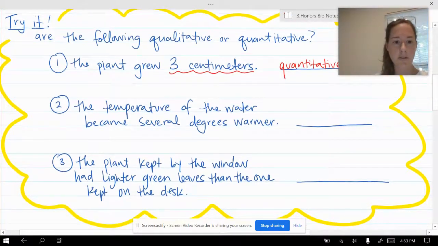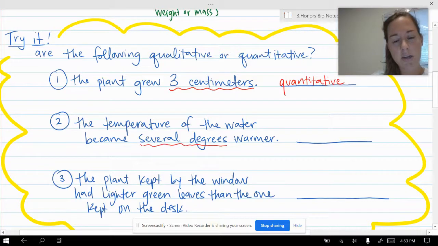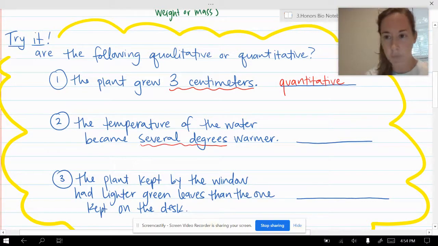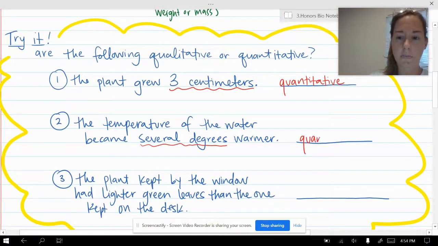For the second one, the temperature of the water became several degrees warmer. Several degrees, even though it didn't give you a specific number, several degrees is a number. So we don't know what it was in this situation, but it was a number. So this would be quantitative as well.